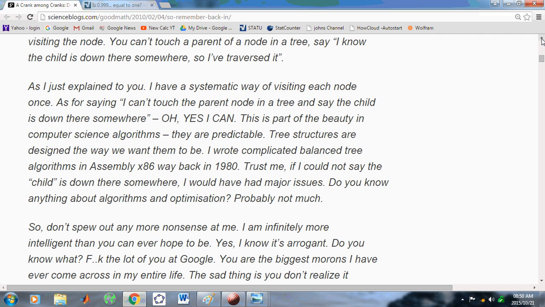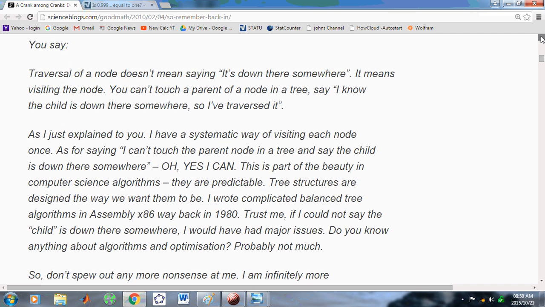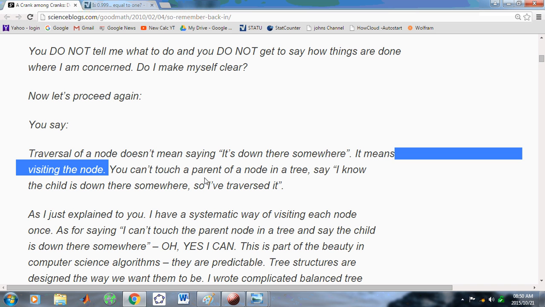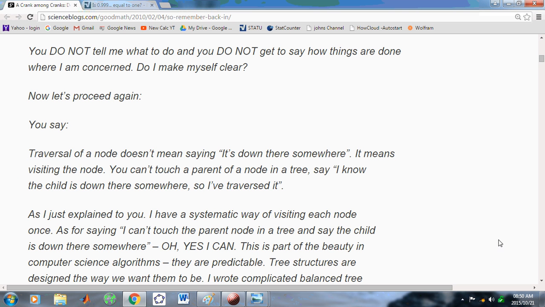continuing here. Watch this comment, where he says, traversal of a node doesn't mean saying it's down there somewhere. It means visiting the node. You can't touch the parent of a node in a tree and say, I know the child is down there somewhere, so I have traversed it.